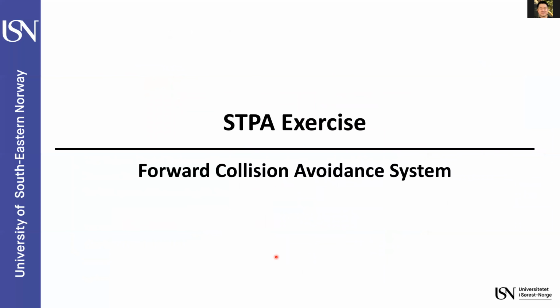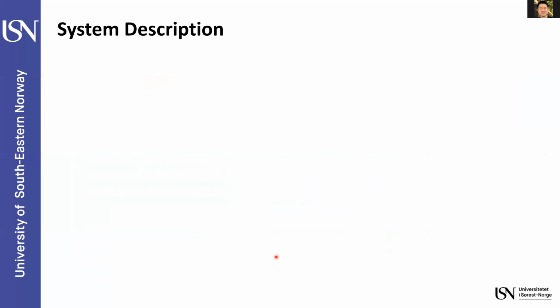So this was how to conduct an STPA analysis. And now it is your turn. We will use a forward collision avoidance system of a car, so you can do some exercise to conduct this STPA. Let me first give you a description of the system.